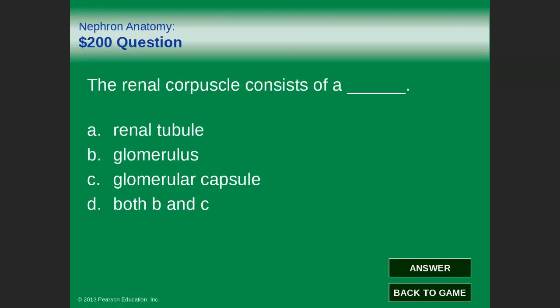The renal corpuscle consists of two things in a renal corpuscle. Glomerulus, which is the capillaries, and a capsule. Okay, those two things form the renal corpuscle. Okay, both of these form the renal corpuscle. Both B and C.